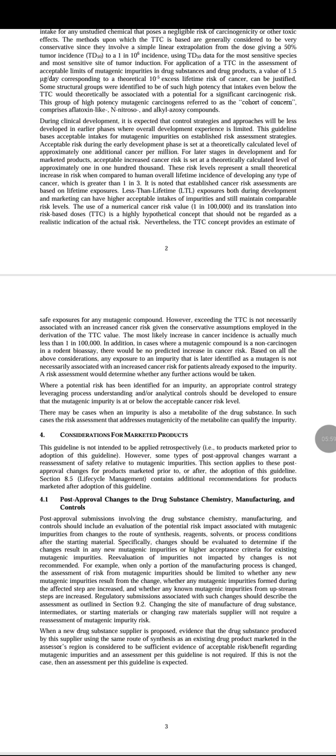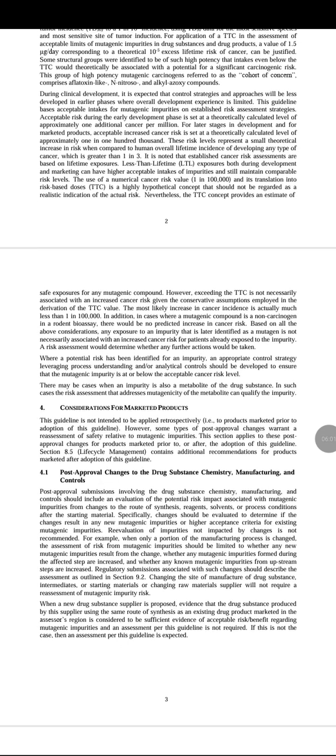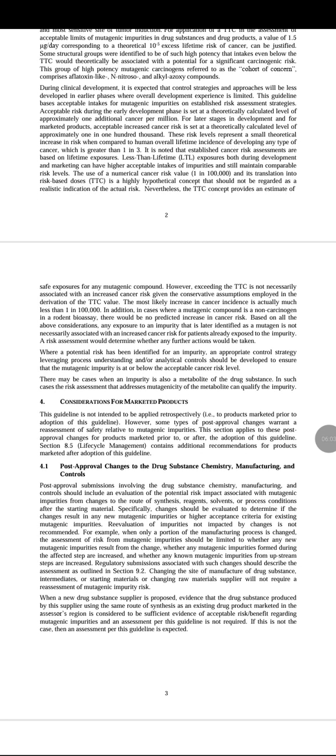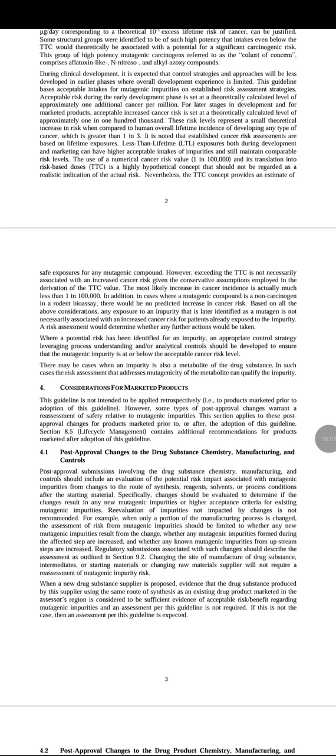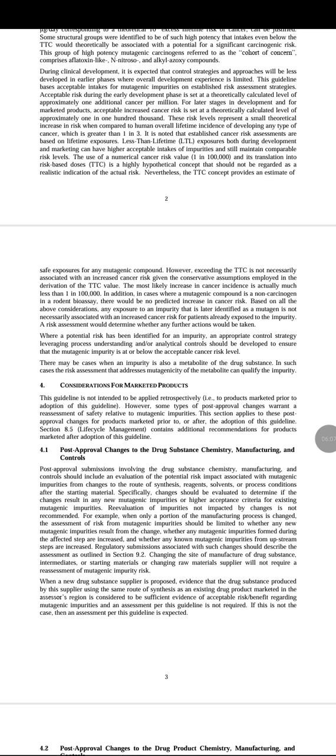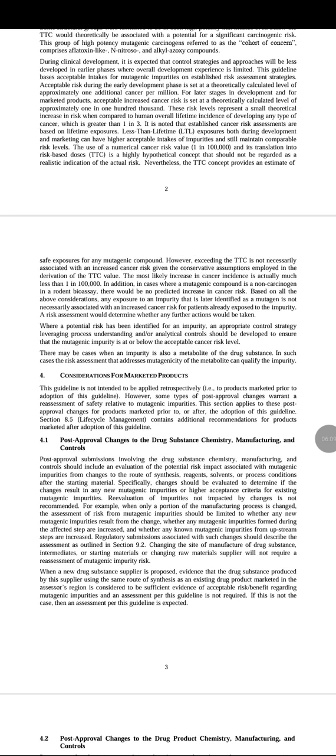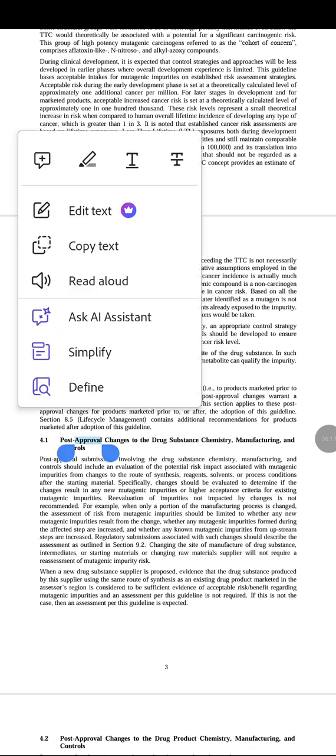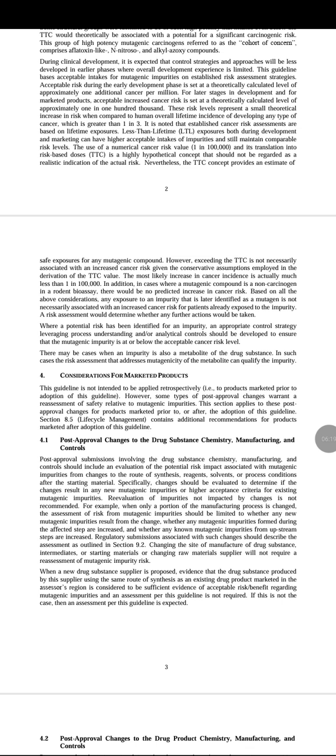This group is a highly pathogenic portion reported as a comprehensive alpha toxin like N-nitroso and alkyl compounds. During clinical development, it is expected that control strategies and approaches will be less developed in earlier phases, where overall development experience is limited. This guideline has an acceptable intake for mutagenic impurities based on established risk assessment strategies.